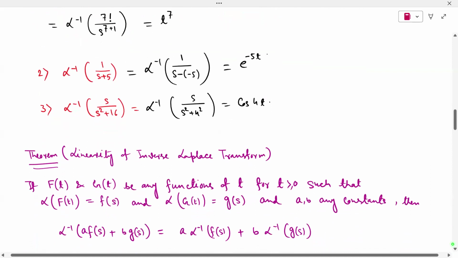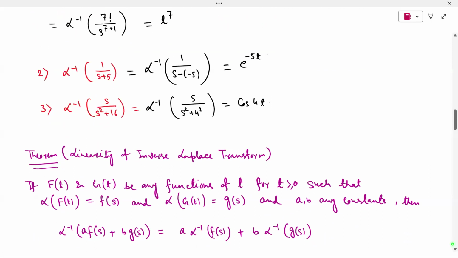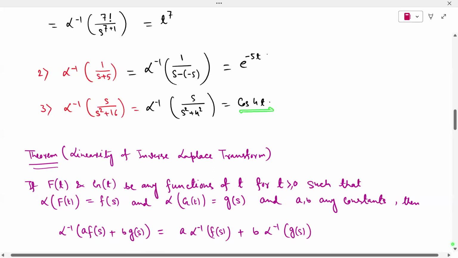And Laplace inverse of s by s square plus 16 is equal to Laplace inverse of s by, this can be written as s square plus 4 square. So therefore, this is equal to cos 4t. This is the Laplace transform formula for cos 4t. So Laplace inverse of this is equal to cos 4t.